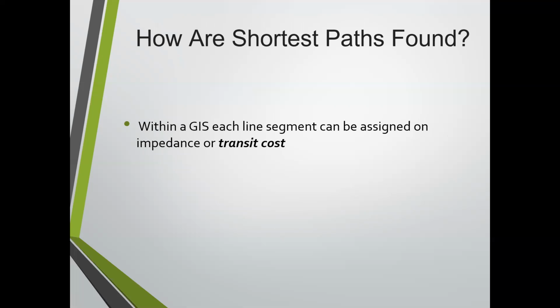Okay, so with a GIS, your segments can be assigned an impedance or transit cost. When I'm talking about impedance, we're talking about a way of slowing something down, or it's giving me drag. So if I've got a high impedance, it's got high drag, and that's a high transit cost. And what we're trying to do is get rid of that.